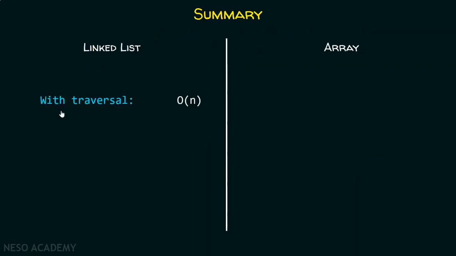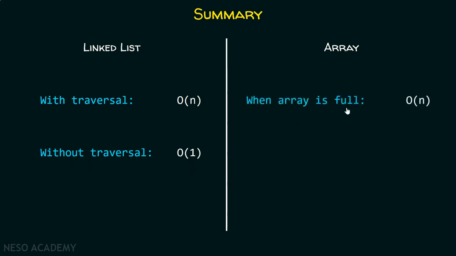So to summarize, linked list with traversal takes order of n time, and linked list without traversal takes order of 1 time. We know that in case of linked list we have two different scenarios. One with traversal and one without traversal. In case of array, when the array is full, then we have this order of n time complexity. When the array is not full, the time complexity is big O of 1.